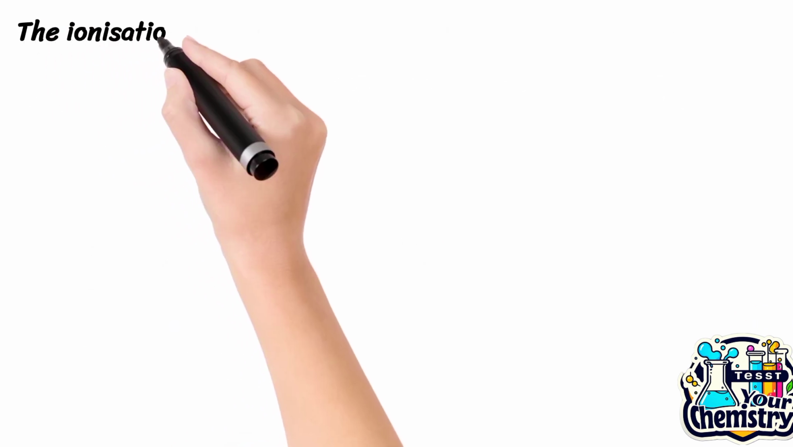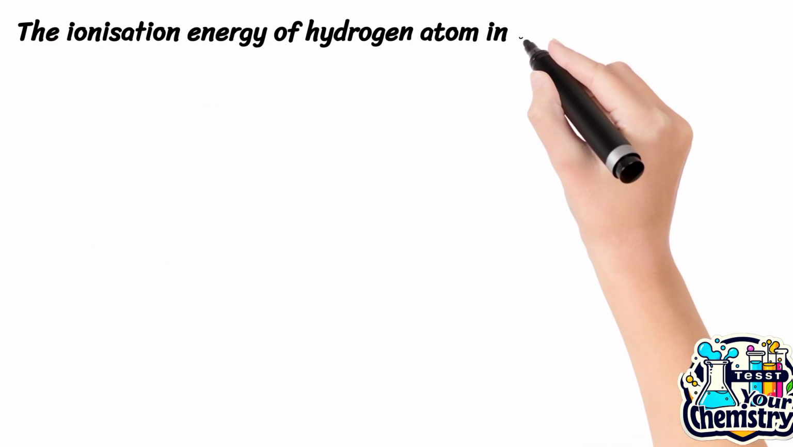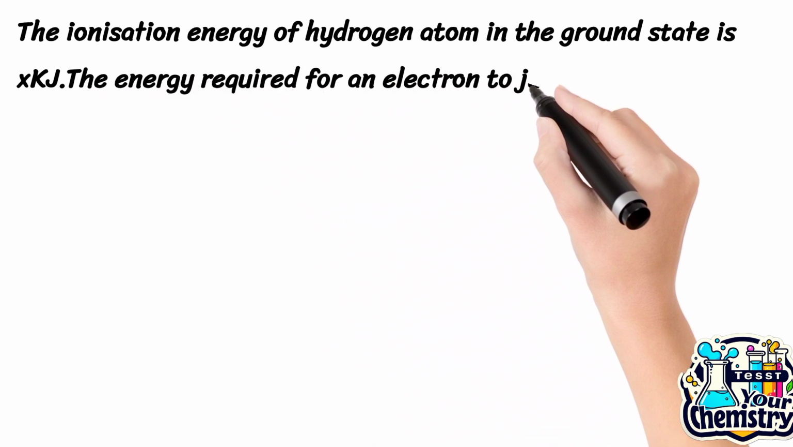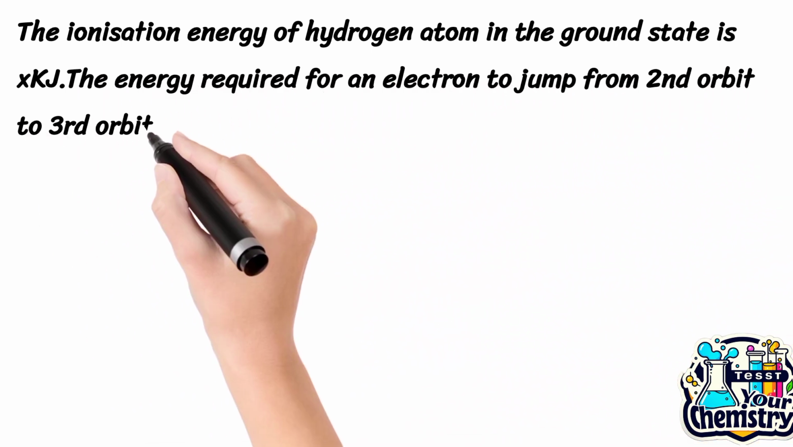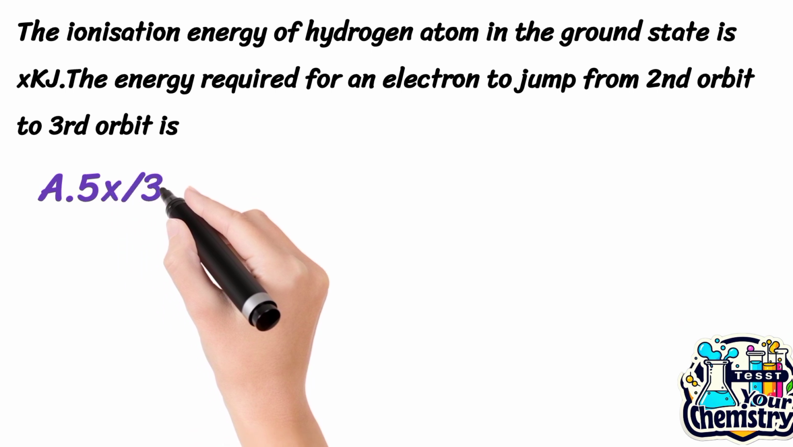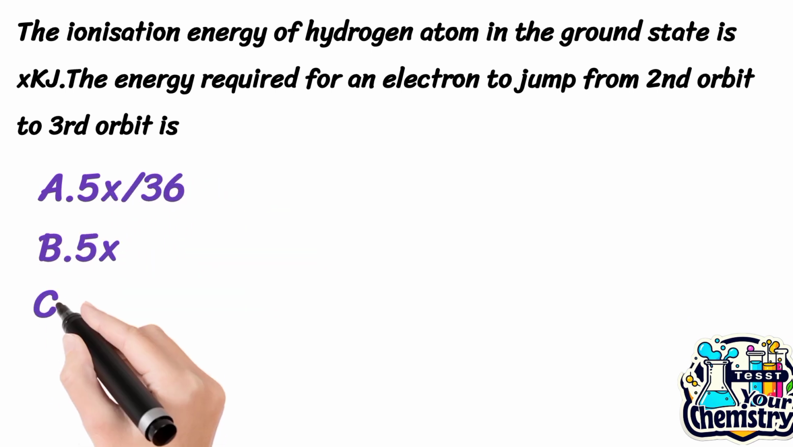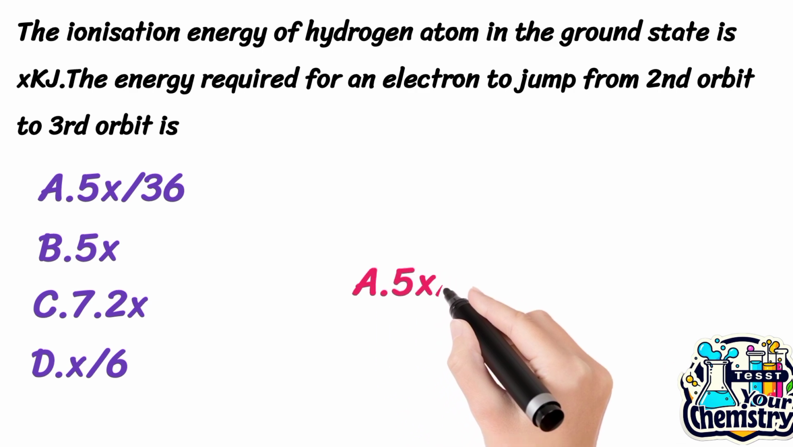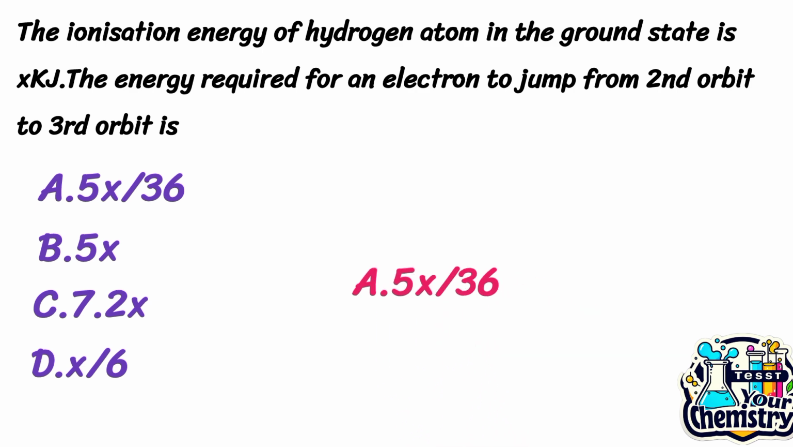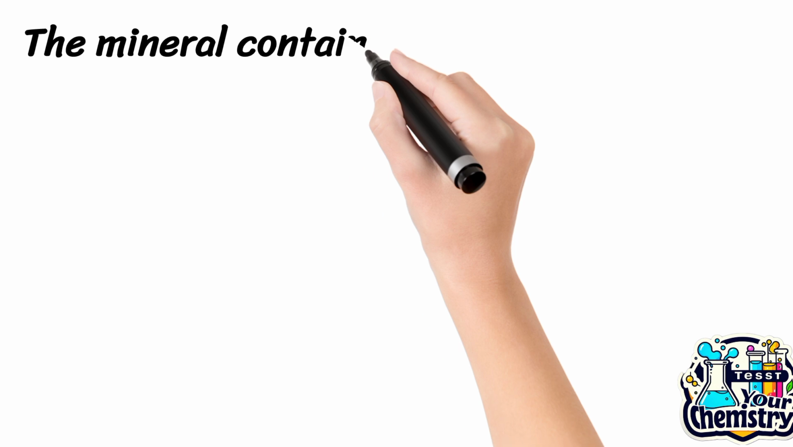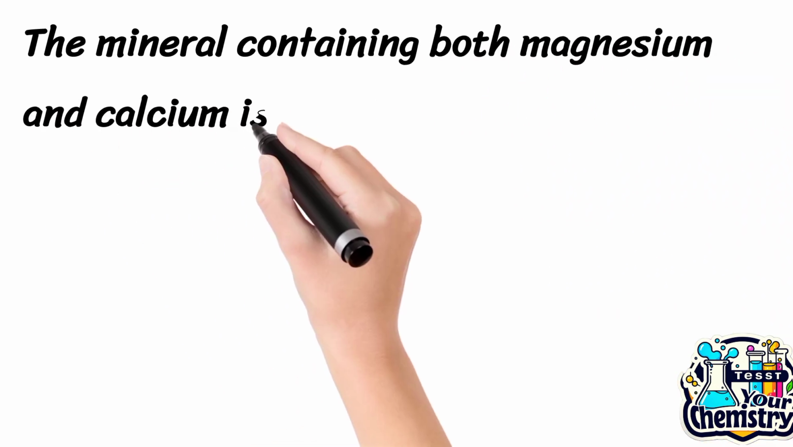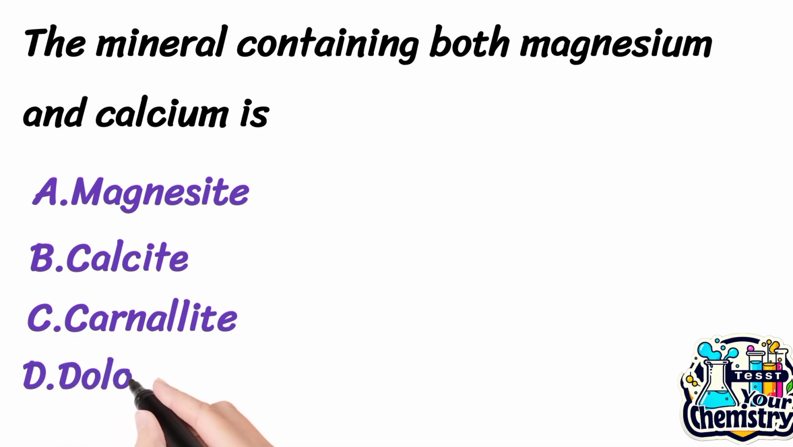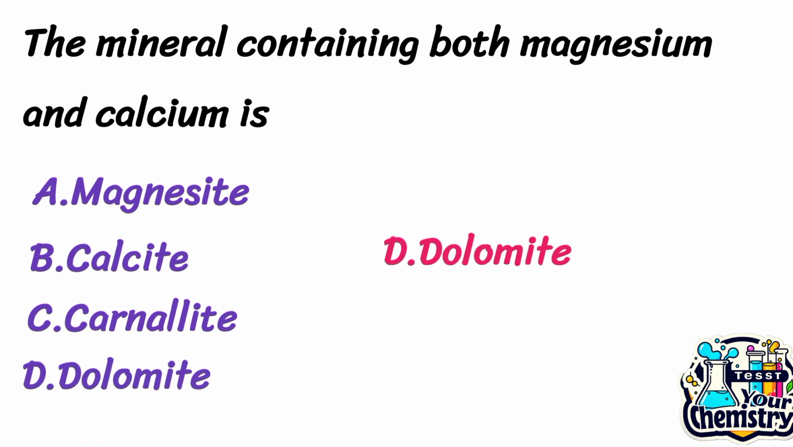The ionization energy of hydrogen atom in the ground state is x kilojoule. The energy required for an electron to jump from second orbit to third orbit is 5x divided by 36, 5x, 7.2x, x by 6. Option A is correct, 5x divided by 36. The mineral containing both magnesium and calcium is magnesite, calcite, carnallite, dolomite. Option D is correct, dolomite.